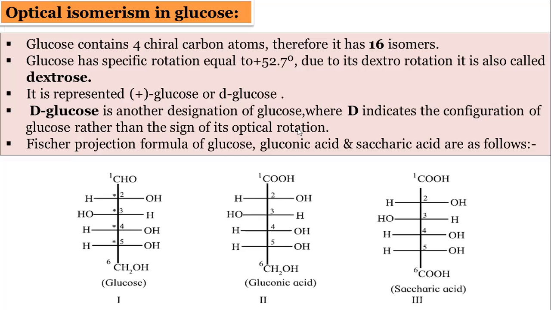Now I am coming to the next part, optical isomerism in case of glucose. Glucose contains 4 chiral carbon atoms. Anyone can tell me what is meant by chiral carbon? तुम्ही किती अभ्यास केलाय मला जरा समजू द्या. Chiral carbon, yes, anyone?